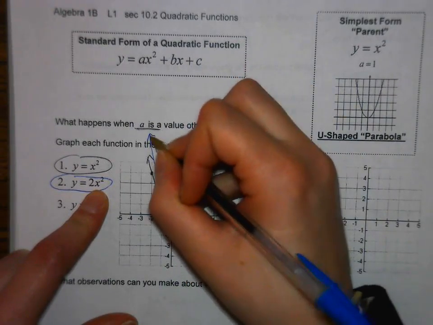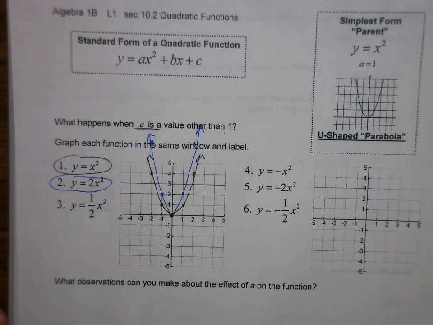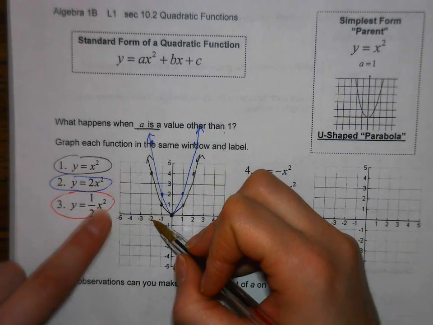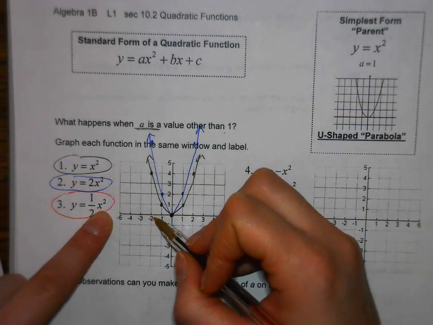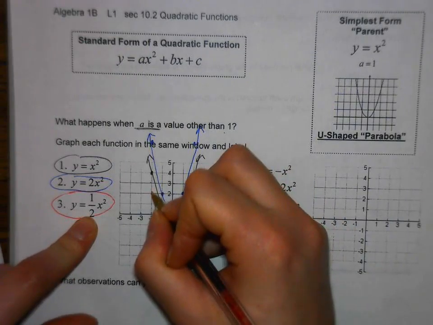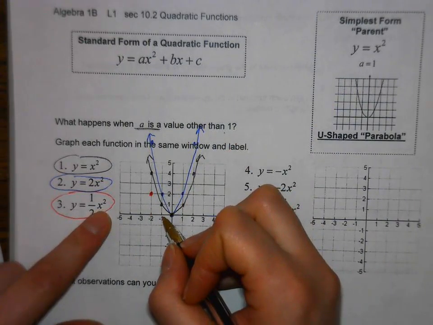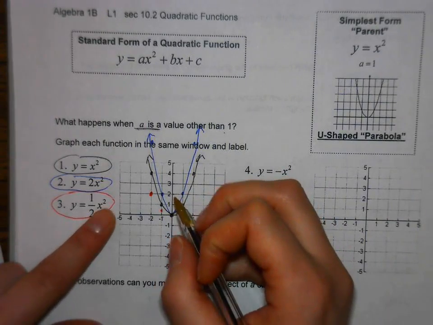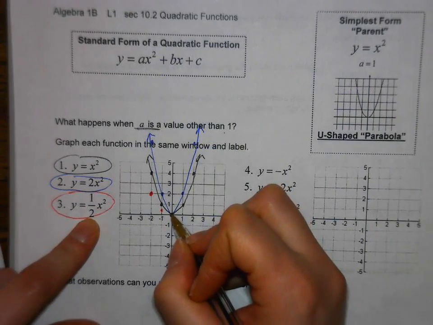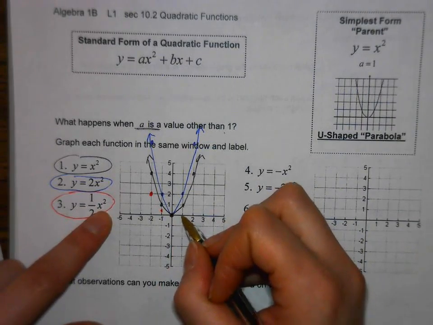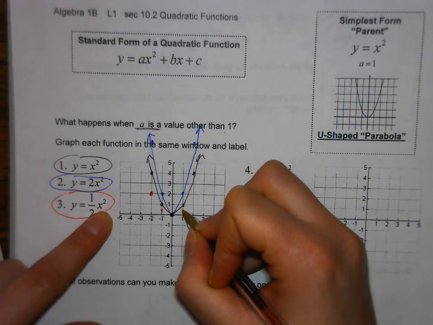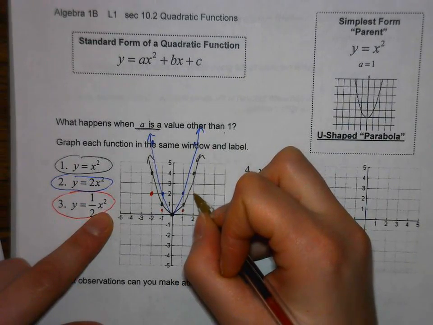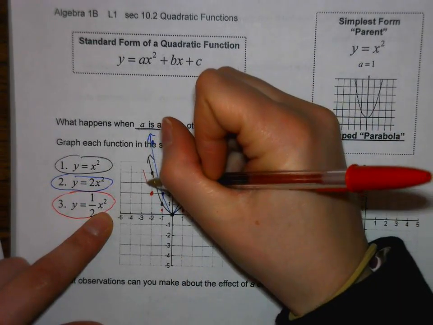So let's look at what happens when a becomes 1/2. Let's do those same points. If we plug in negative 2, squared is 4, and half of 4 is 2. Negative 1 squared is 1, and half of 1 is a half. 0 squared is 0, and half of that is 0. 1 squared is 1, and 1 times a half is a half. 2 squared is 4, and half of 4 is 2. So we end up with this parabola for our quadratic function.